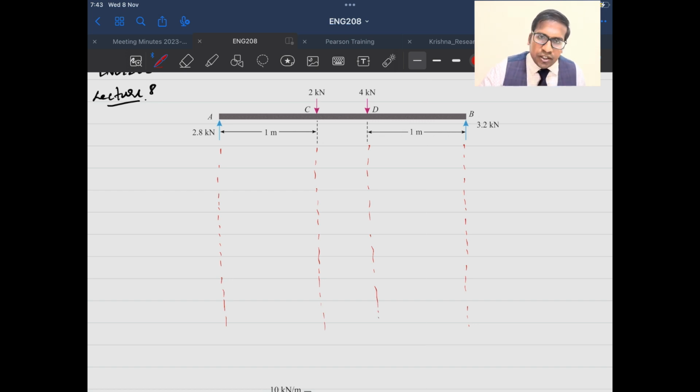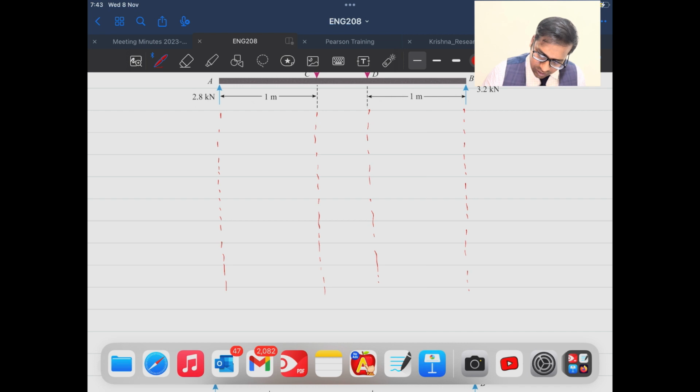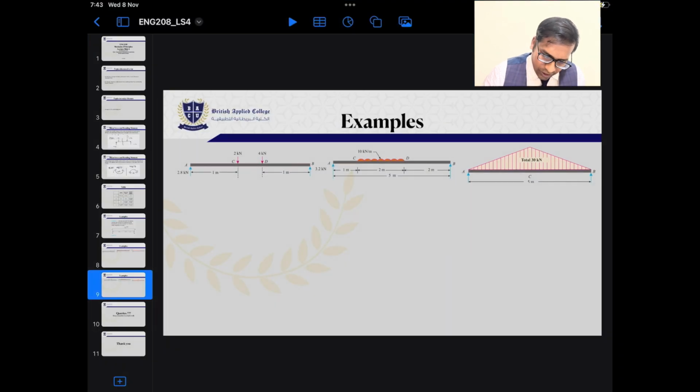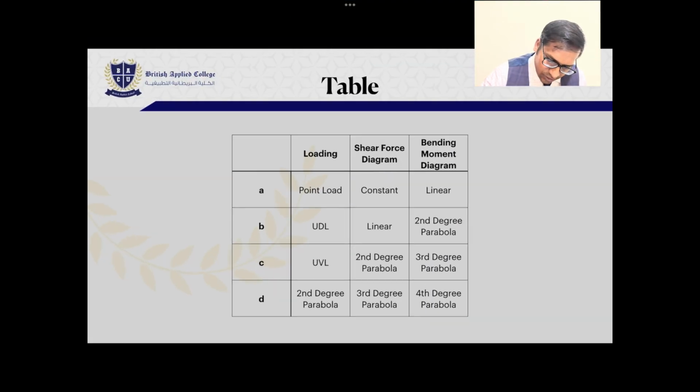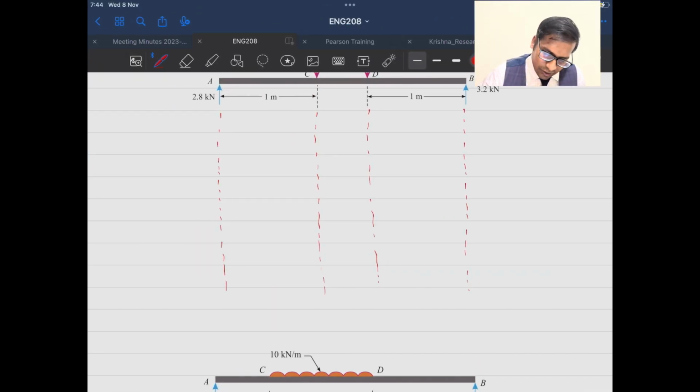Okay. Now, if you look back into our lecture slides, this table shows for a point load. For a point load, the shear force diagram should be a constant line, that is a horizontal line, and a bending moment diagram should be linear. Okay, so we will be following that.